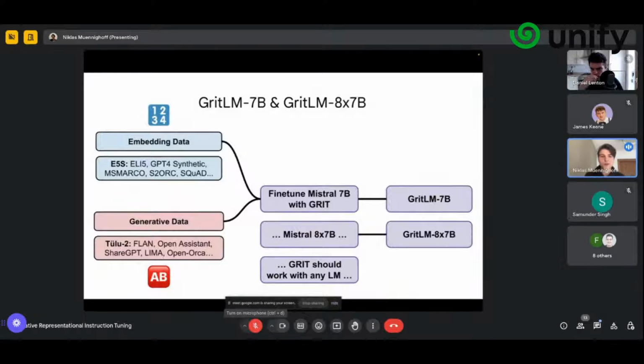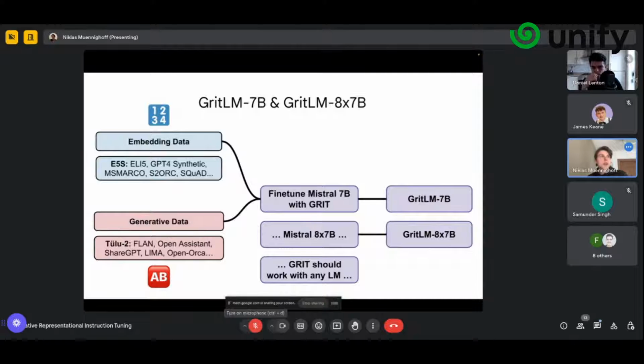Now that we've laid out the recipe, which is pretty simple and should be generalizable to many use cases, this is how we specifically construct our language models, GritLM 7b and 8x7b. For embedding data, we use an extension of the E5 data set, which is essentially a collection of embedding data sets like MS-Marco, Squad, and so on. For generation, we use Tulu2, which is also a collection of generative data sets, FLAN, Open Assistant, and so on. We fine-tune a language model on both of them, combined with the loss we saw earlier, and this results in our GritLM 7b model on the right-hand side.